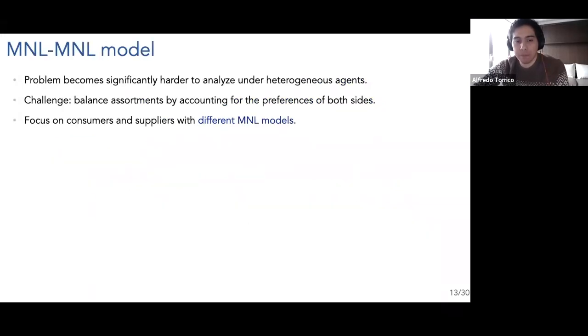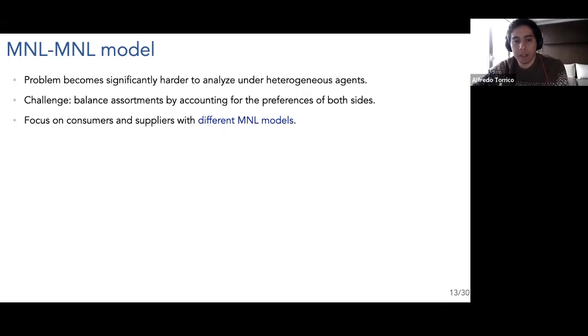Okay, so for the purpose of this talk, I'm going to focus on a specific kind of model to make it easier to understand. The problem actually becomes significantly harder to analyze when you consider more heterogeneous agents, meaning that now you have agents that have different choice models. The challenge in this case is that we need to balance assortments by accounting for the preferences of both sides. And as I mentioned, we are going to focus on different multinomial logit models.